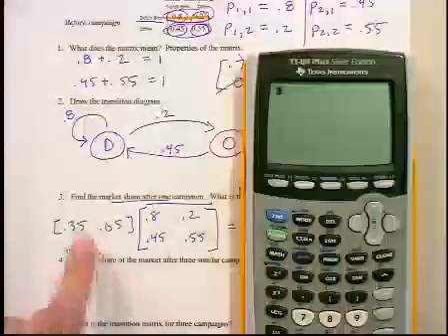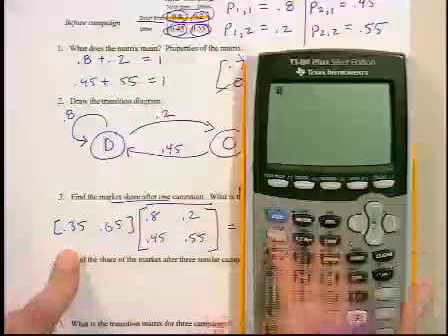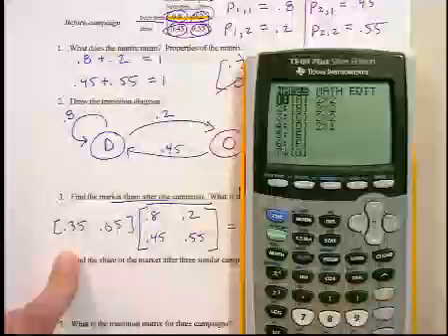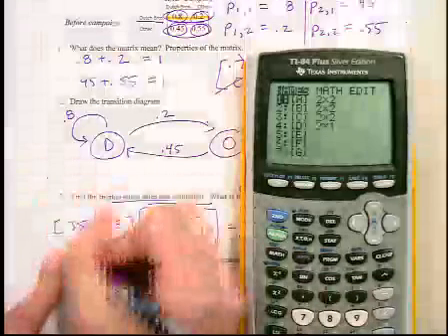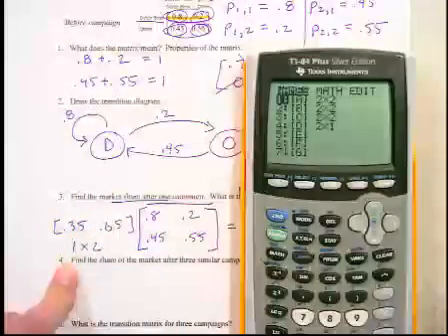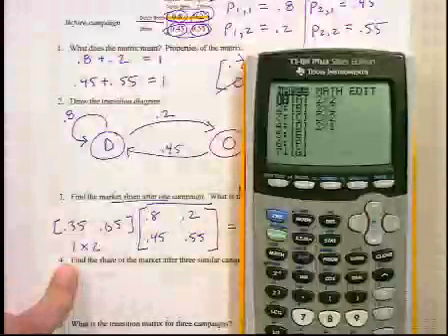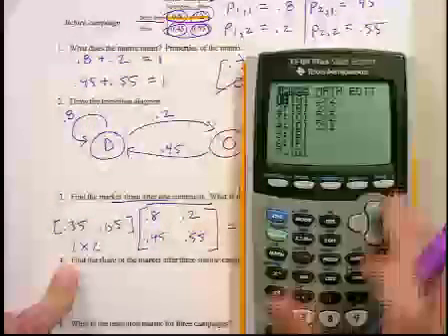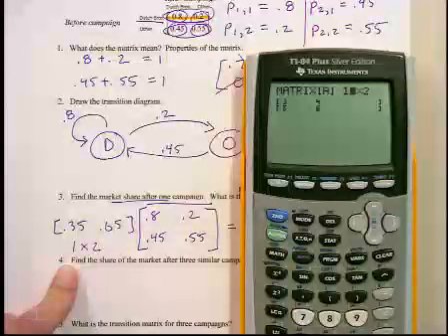So I want to be able to put the probability vector in first, that row matrix. I'm going to go to my matrix, which is second of x to the negative 1. This is one row, two columns, so I want to do a 1 by 2 matrix. Let's change matrix A into that. It doesn't really matter which one you pick. We're going to go to edit to do that. Edit, enter, and I want 1 by 2.